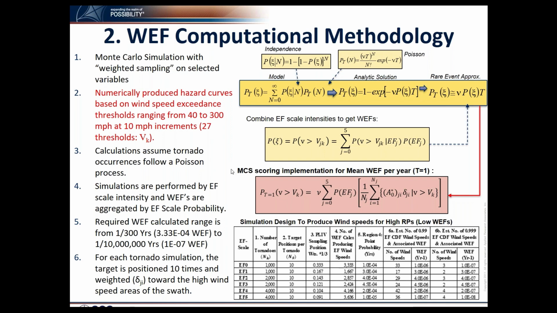So numerically, we produce hazard curves, and the thresholds are from 40 mph to 300 mph at 10 mph increments, and we computed wind speed frequencies from 300-year return period to 1 million-year return period. This is done in a Monte Carlo simulation, and we used a weighted scheme to speed up the computation.